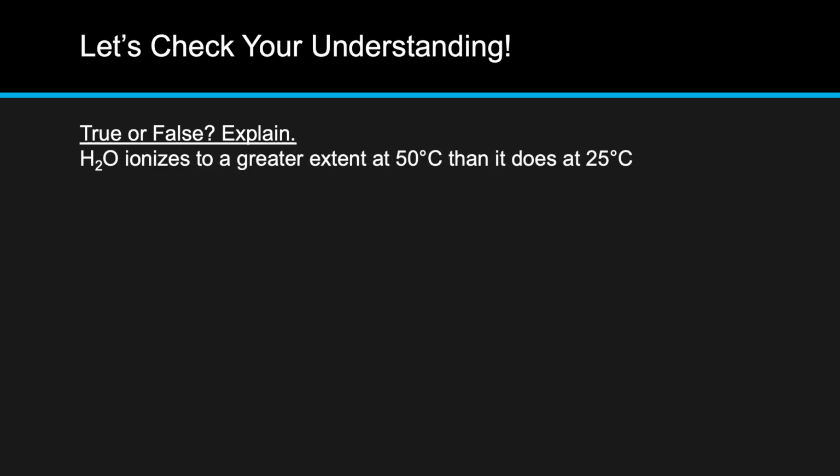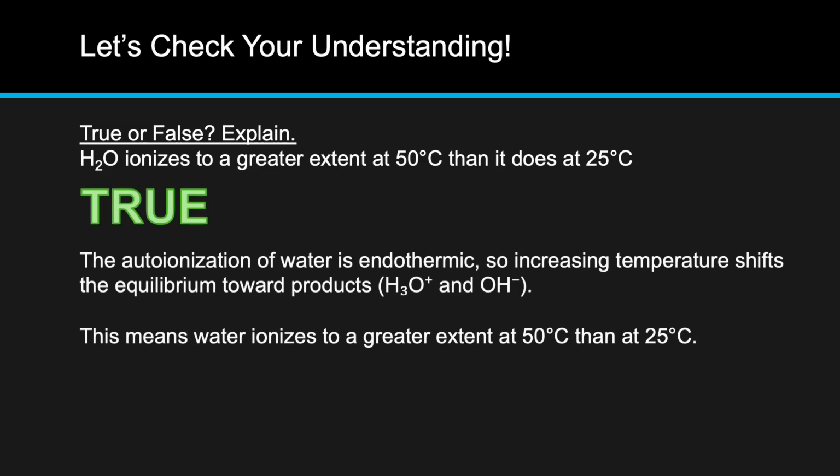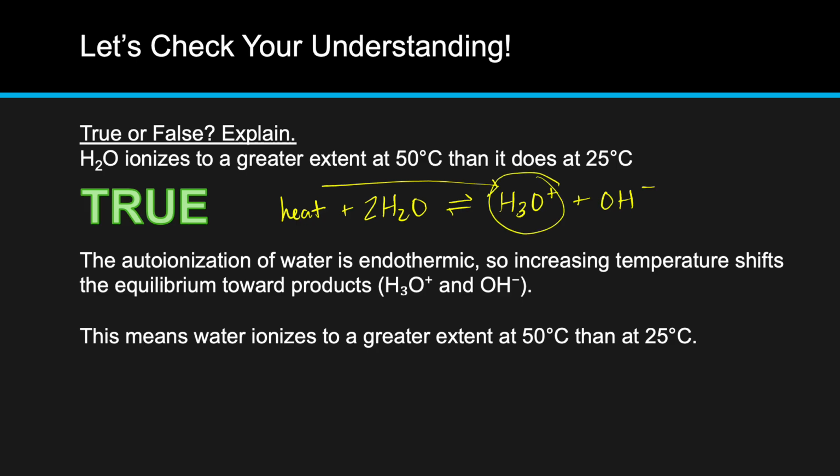Our next one says H2O ionizes to a greater extent at 50 degrees Celsius than it does at 25 degrees Celsius. And that is a correct statement because remember with our equation, 2H2O reacts to form H3O plus and OH minus. If you have an endothermic reaction and your heat is a reactant, when you increase the temperature, you want to go away from the heat. So we are making more products, which means we are having more ions, so greater ionization.